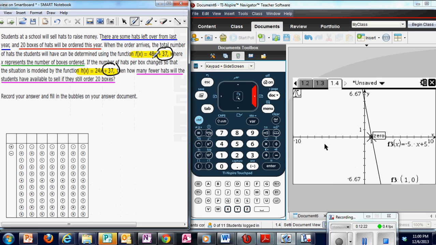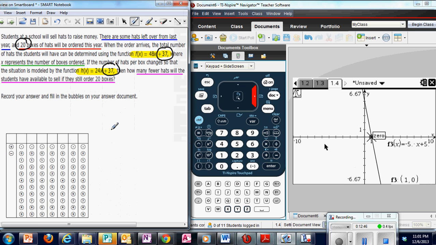The 48 changes to a 24. What does that represent? That is how many hats come in a box. X is how many boxes, and we know in both situations we have 20 boxes. So to figure out how many hats we had this first time, plug in a 20 and simplify. The second time, plug in a 20 and simplify. And to figure out how many fewer hats, we just subtract.